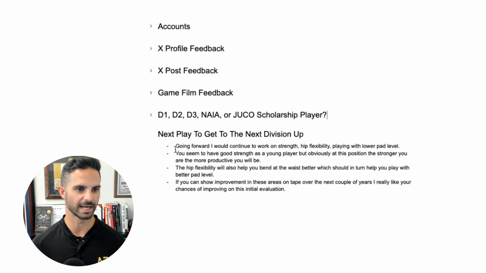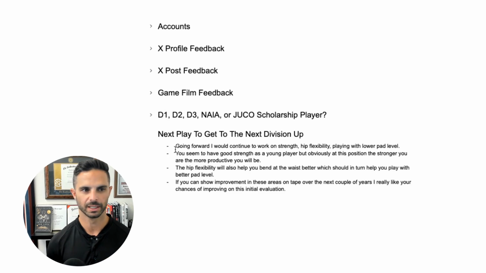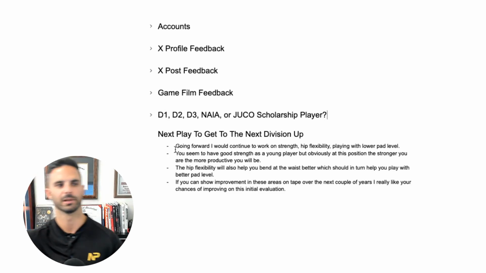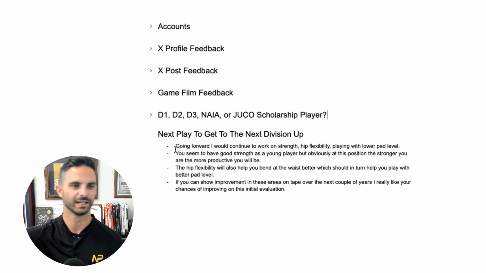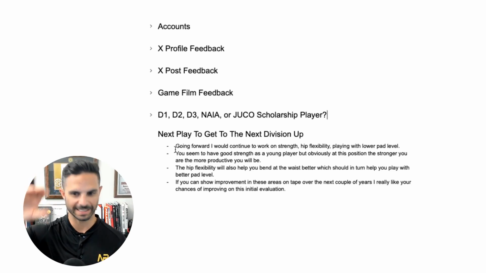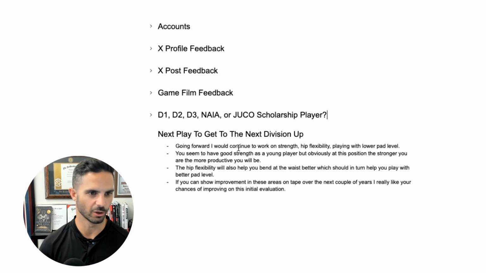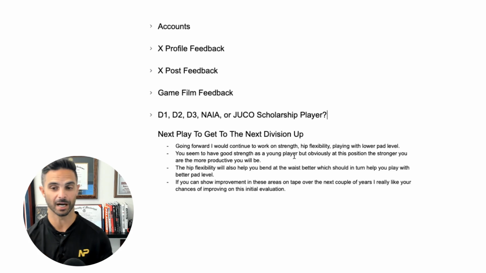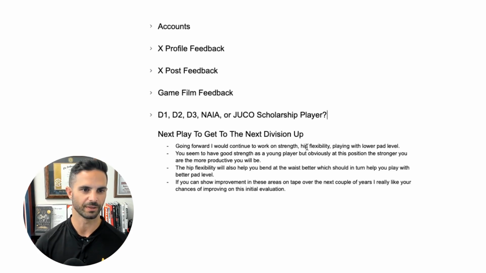And let's jump into now what you could do going forward to get yourself to become a solid Division II FCS player. And then from there, a solid, when you get an evaluation next season, FCS G5 player. So going forward, I would continue to work on strength, hip flexibility, playing with lower pad level. There's a couple plays there where you stand up and you still beat the guy, which shows you've got really good strength, but we really got to bend at the hips and not at the knees.